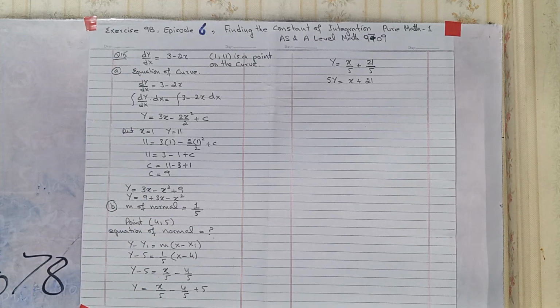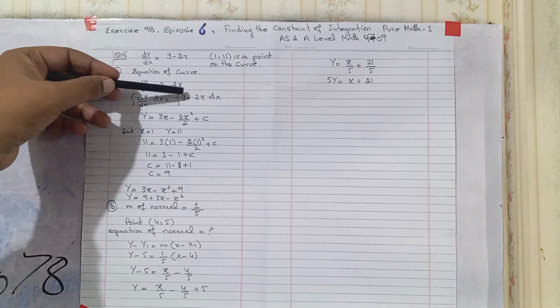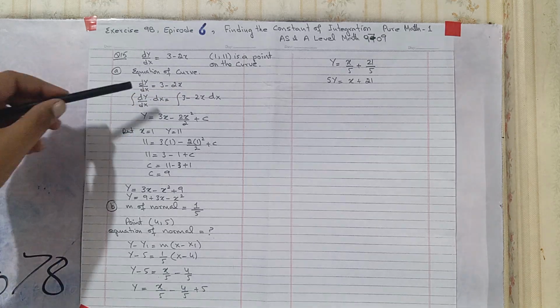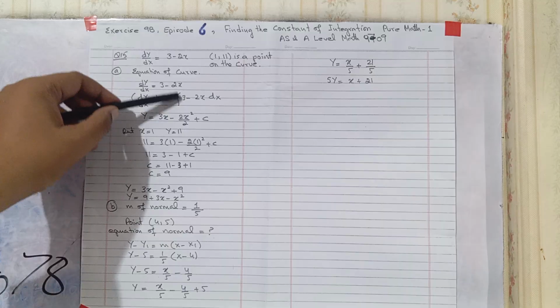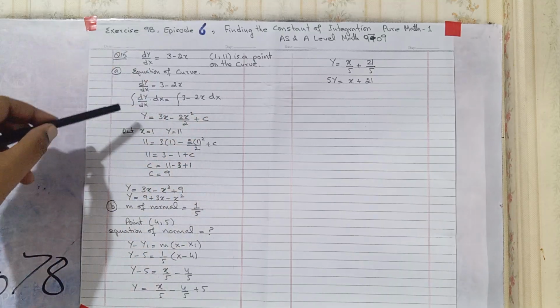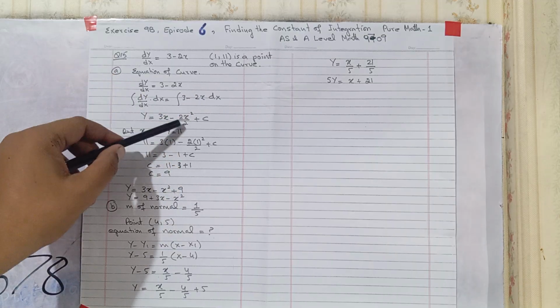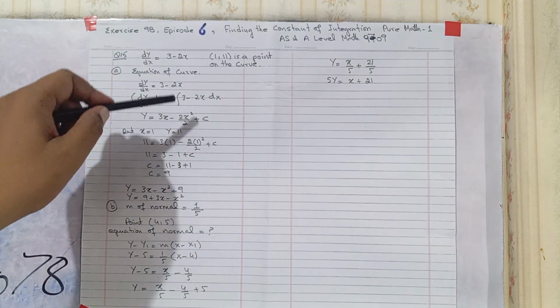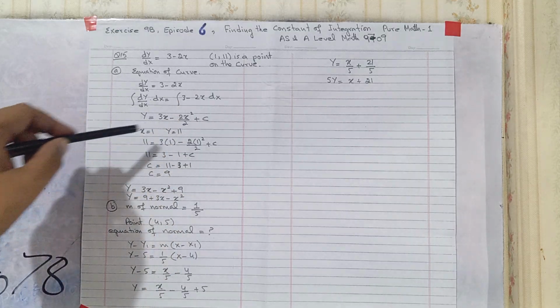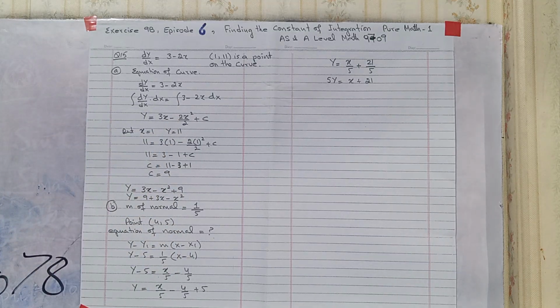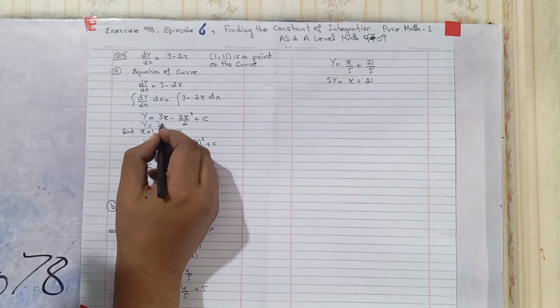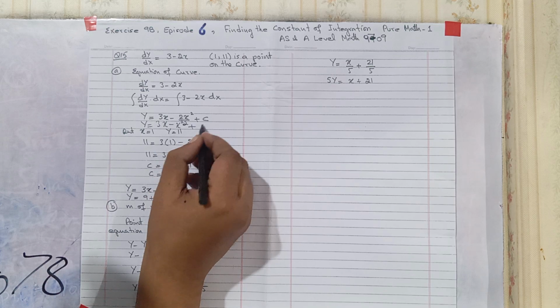If you want to find out the equation of the curve, the dy by dx is given to you. So what we will do, dy by dx equals to 3 minus 2x. We will integrate both the sides. So integrate dy by dx into dx is equals to integrate 3 minus 2x dx. So this will become y. This will become 3x minus 2. The one power will be increased. So with the same power you will divide. 2x squared by 2 will be cancelled. So you will have y equals to 3x minus x square plus c.